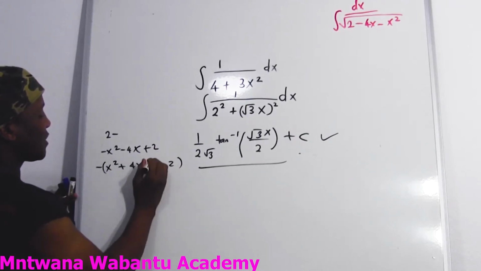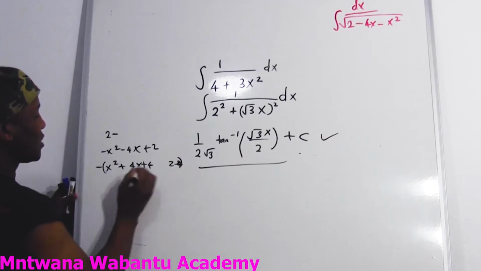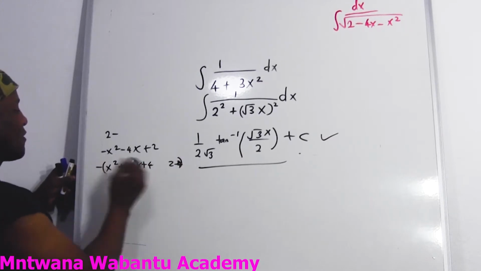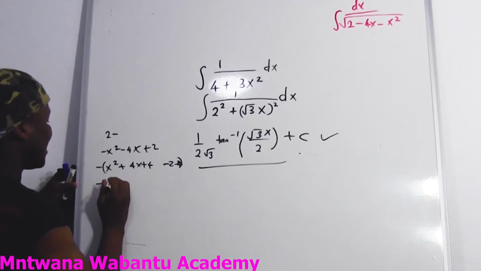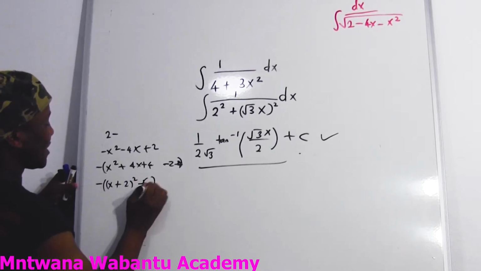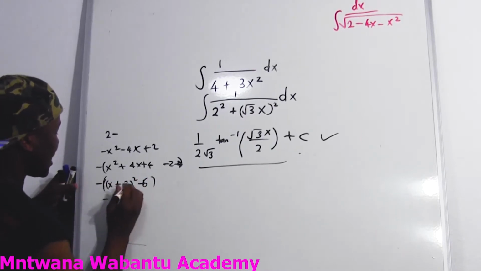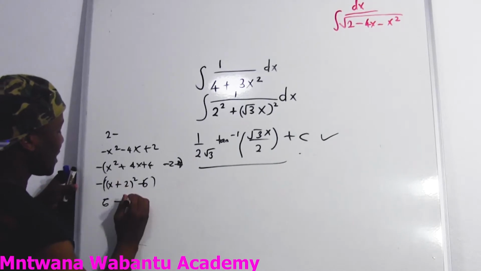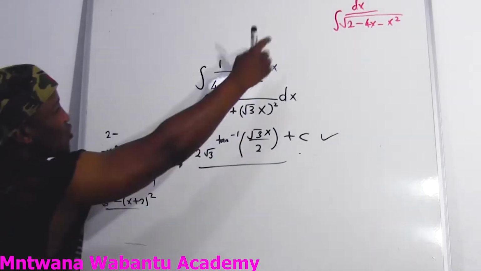Take this, divided by 2, is equal to 2, and then minus 4. When you take the negative out, this is going to be negative also. So this is negative, and then (x plus 2) squared, and this is going to be negative 6. Putting this in, it's going to be positive 6, and then minus (x plus 2) squared. So this is going to go inside this.